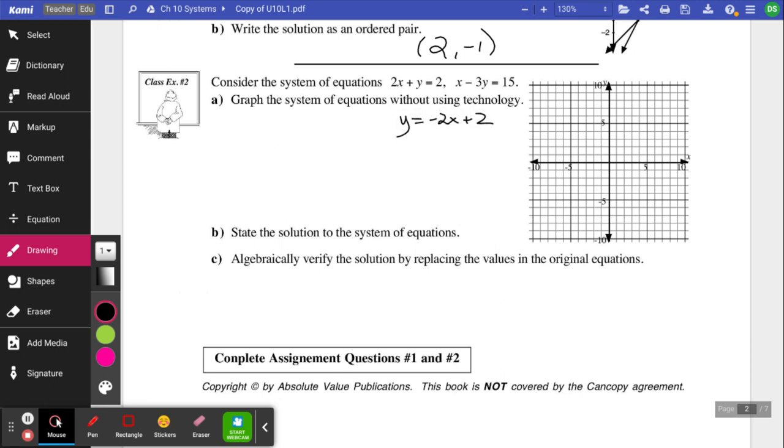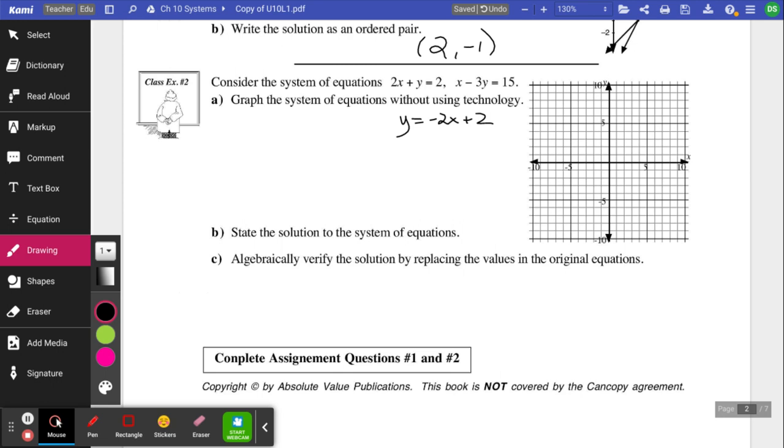Sydney, are you okay with that? Yeah. Okay, do you see how the 2x changed to the opposite side? And it changed, but the y didn't. The y stayed. The 2 also stayed on the right-hand side, so it doesn't change either. The only thing that changes is the thing that moved. Understand? Okay, graph it.